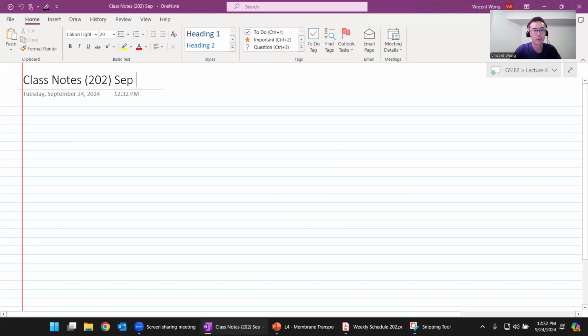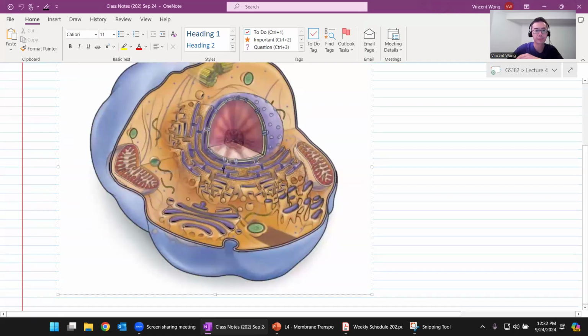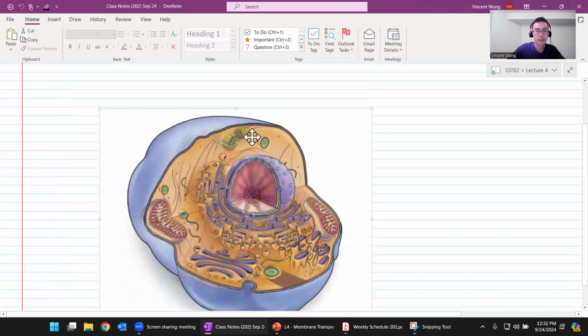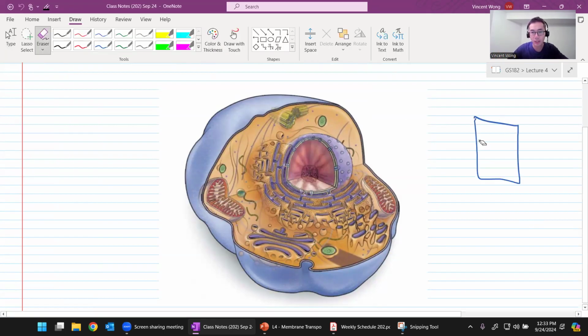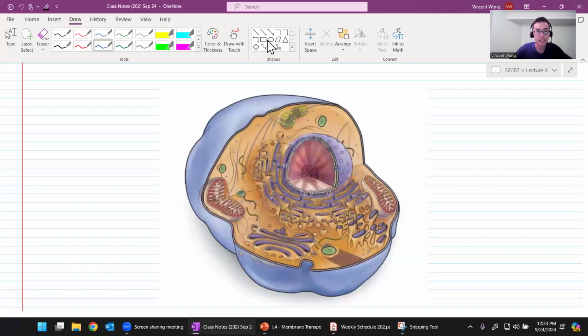You guys are 202, today is the 24th, so here we go. All right, so this is an animal cell. Animal cells are usually more spherical in shape, as opposed to a plant cell, which is more rectangular in shape because of the cell wall. So let's label some of these things here. I'm not doing it in any particular order, just writing them out as I see fit.